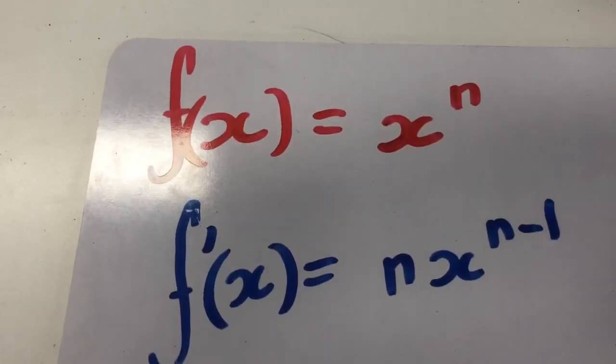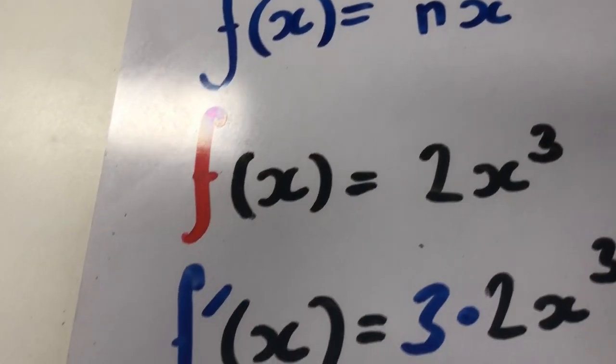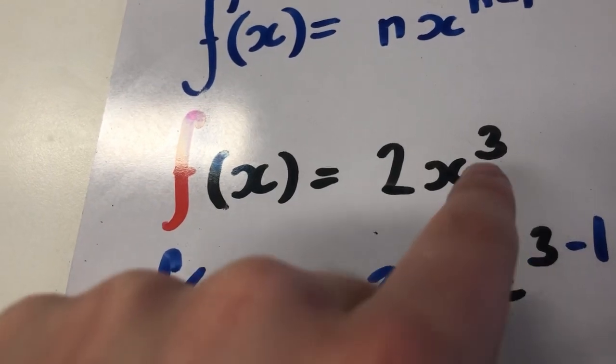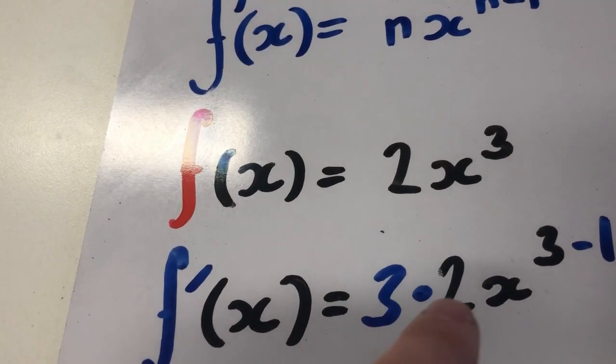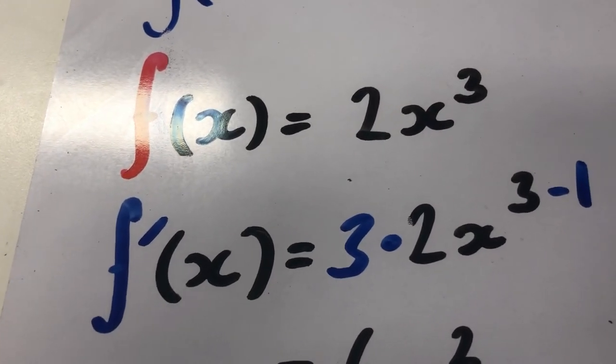So the first thing I want to do is just say where my n value is, and I'm going to minus 1 from that value. I'm also going to bring that 3 down and multiply it by the front here. So you're going to end up with a function that looks something a little bit like this.